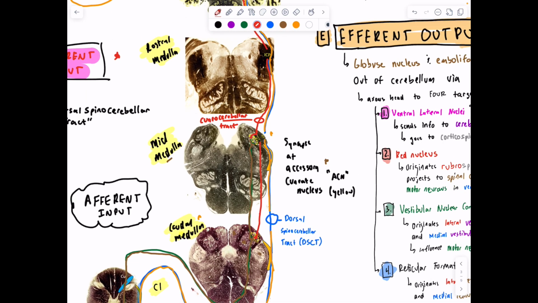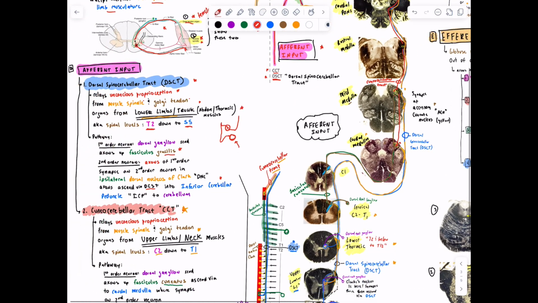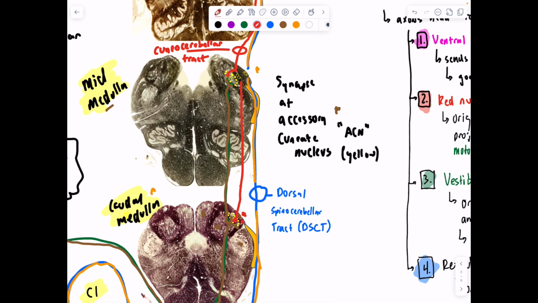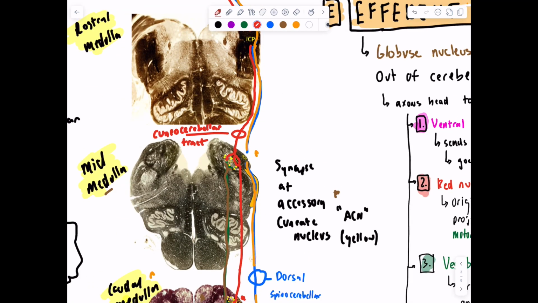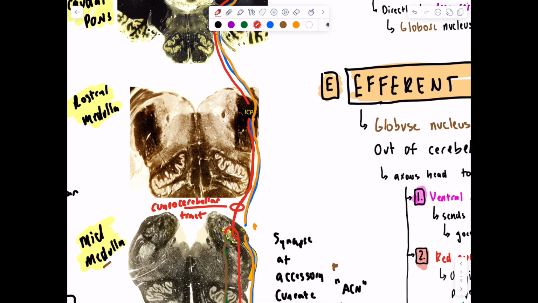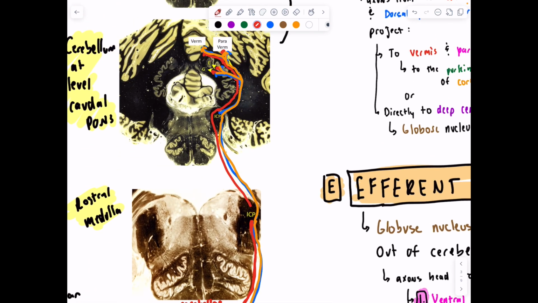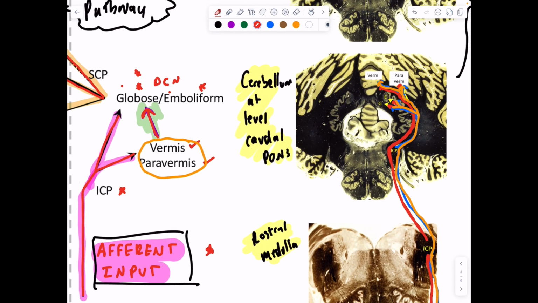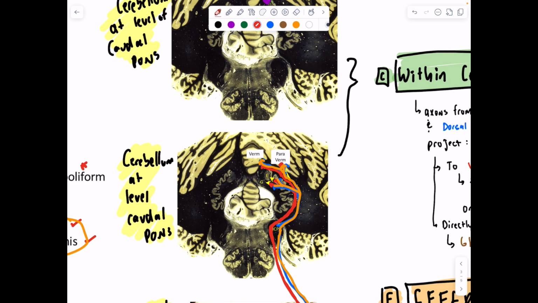And then from there, you're going to send up via the CCT, the cuneo spinal cerebellar tract, which you can see is adjacent to the accessory cuneate nucleus. So you go here, and then you're in ICT, and then you go into the inferior cerebellar peduncle. But here, we're just tracing up the axon through the ICP from the accessory cuneate nucleus. And then just like with the dorsal spinal cerebellar tract, you are going to go to the vermis, or you could go directly to the globose and emboliform. All right, so to the vermis and paravermis, to our Purkinje processors, or directly to globose or emboliform.